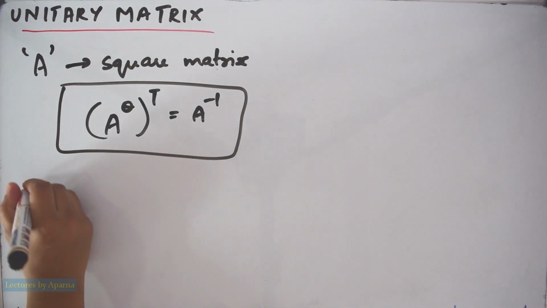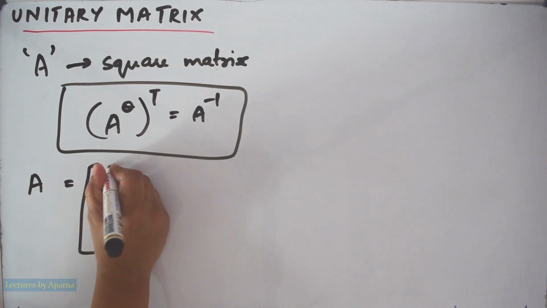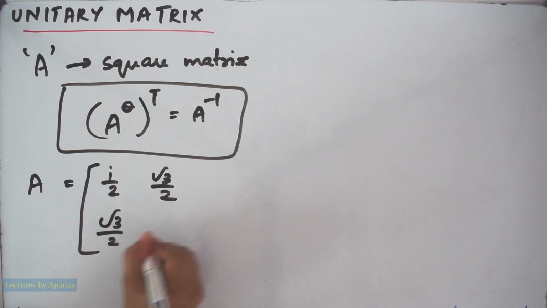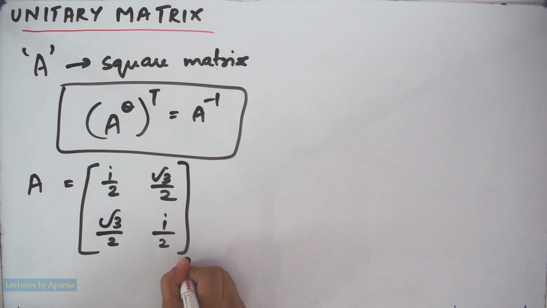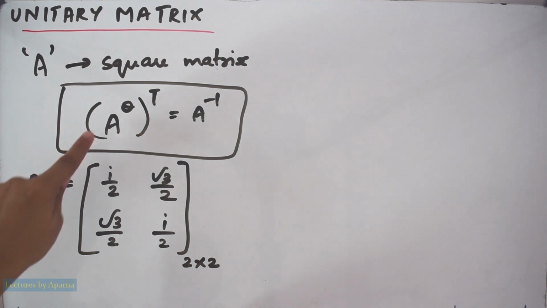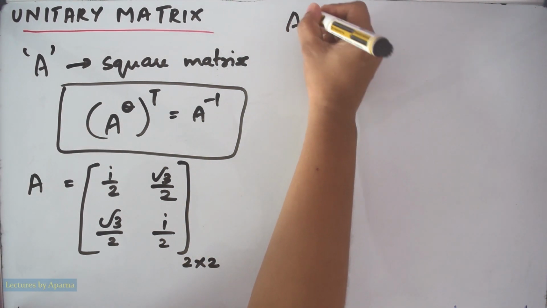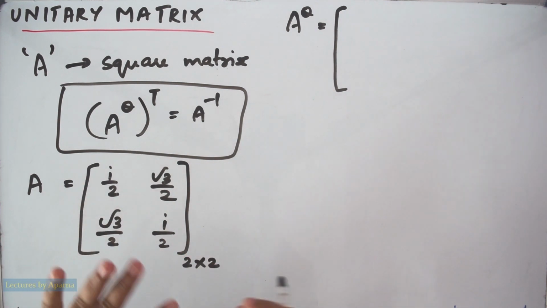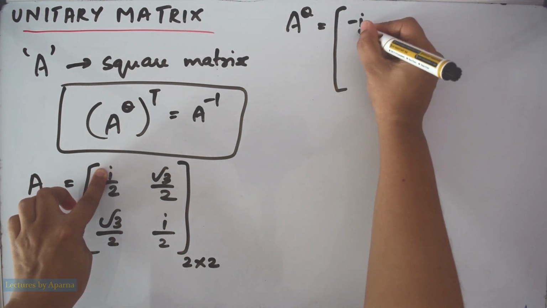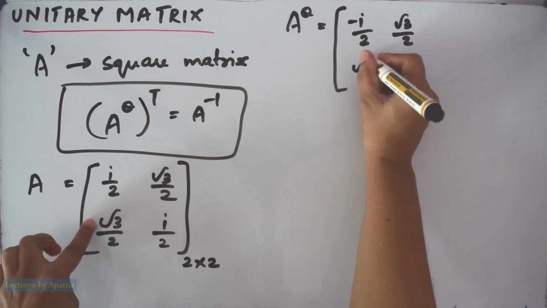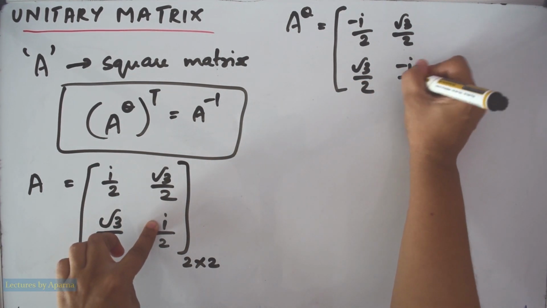For example, I am considering a matrix A equal to i by 2, root 3 by 2, root 3 by 2, i by 2. So this is a 2 by 2 square matrix. Now I have to find A conjugate. Writing the conjugate, I have to change the sign of the imaginary part. So this will be minus i by 2. This is a real term, so it will be root 3 by 2. This will be root 3 by 2. This will be minus i by 2.